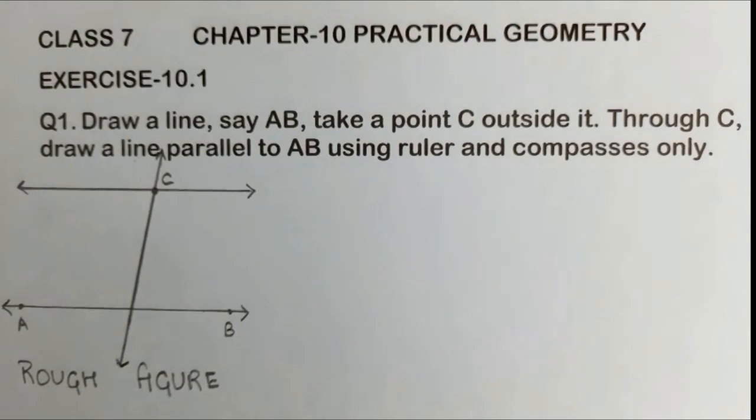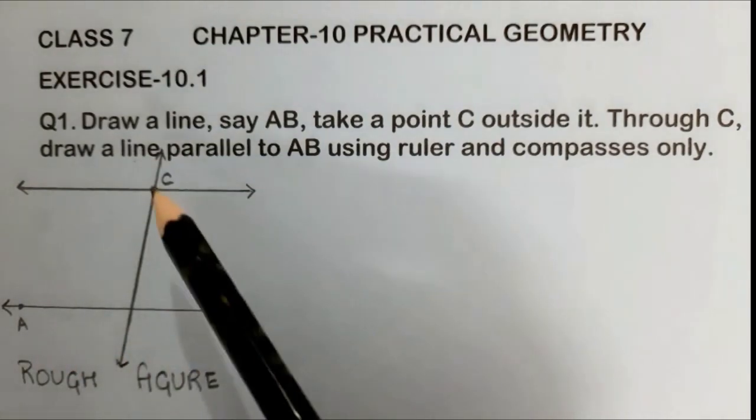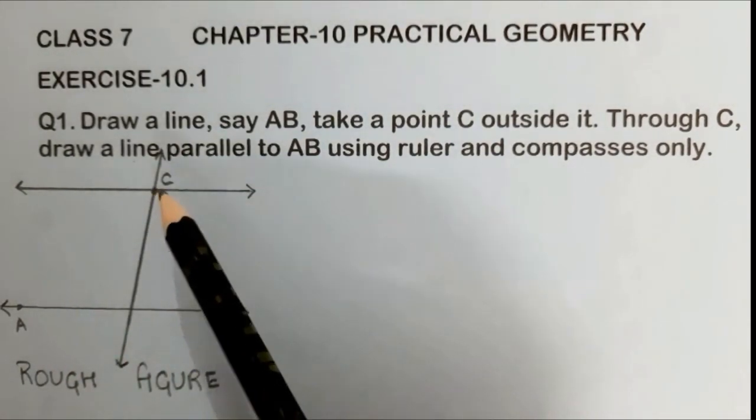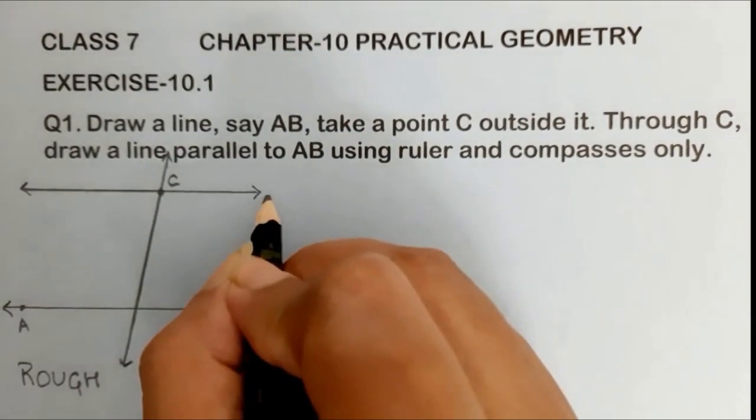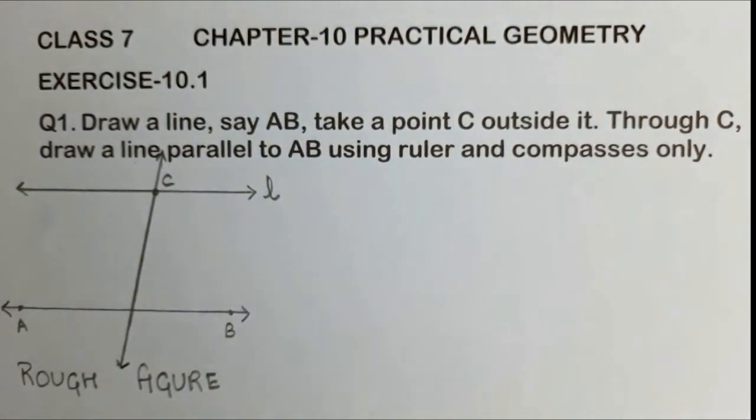Remember, whenever you are about to construct any figure, always start with a rough figure because that gives you an idea about how to construct the main figure. Now, draw a line AB. So we have drawn a line AB, mark the point C outside it, and through C we have to draw a line which is parallel to AB. So let's name this line L. That means we have to construct L as a line parallel to AB which passes through C also.